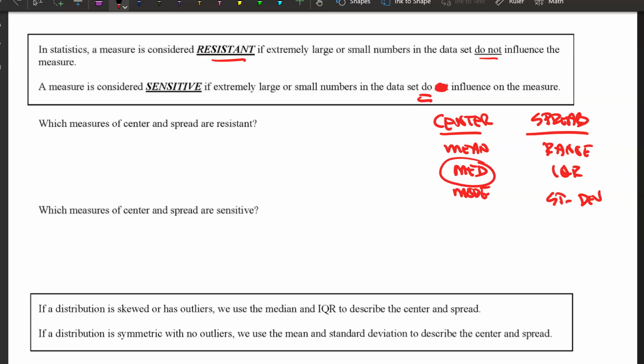Well, the median and actually the mode are going to be resistant. The mean is going to be sensitive. Why? Because the mean takes into account every value.